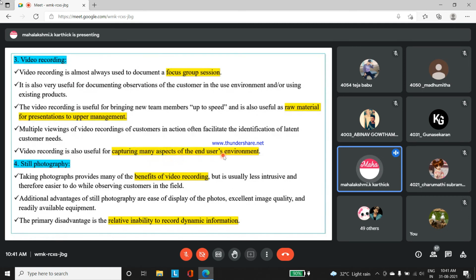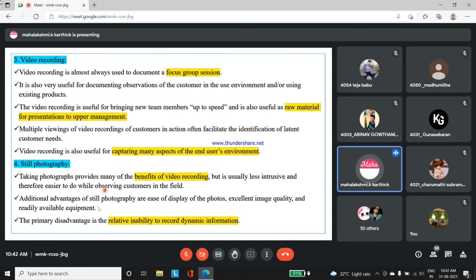Capturing many aspects of the end user environment: video recording, still photographs. Taking photographs provides many of the benefits of video recording, but is usually less intrusive, right? When compared to video, photographs cannot explain the many drawbacks felt in the existing product. So when observing customers in the field, just for article purposes, we can make use of photographs. An additional advantage of still photographs is easy display of photos, existing image quality and reliability of available equipment. For that purpose, they made use of this method for documenting the interaction with the customer.